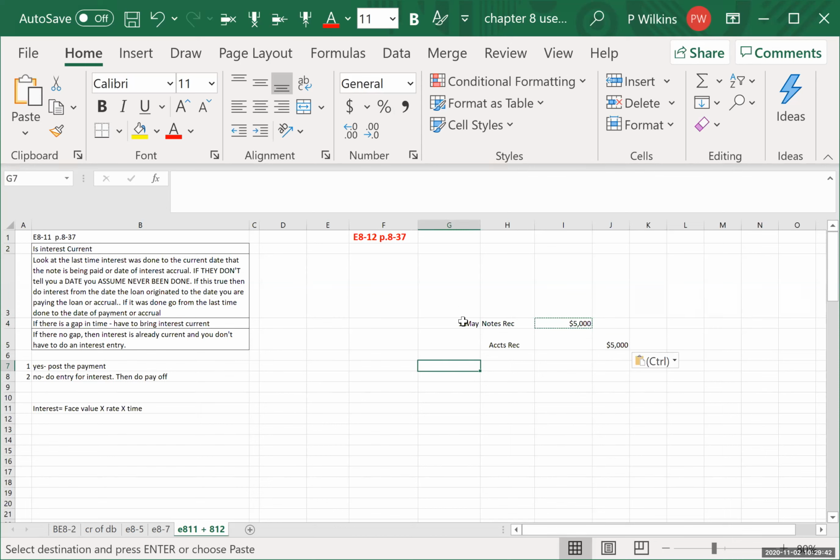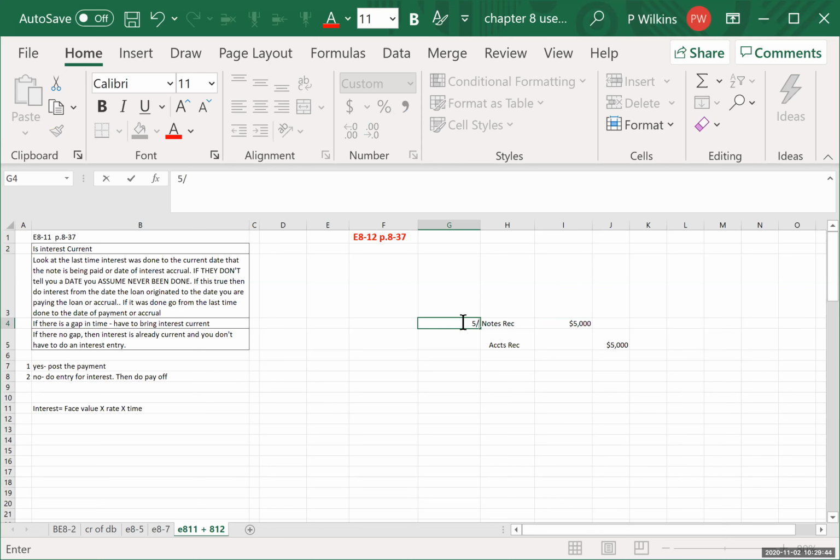Oh, I should probably put 2021. So we've got 5/1/2021. Okay, May 1, 2021. I didn't change it. There we go. Okay. Now we're going to go down to the next one.